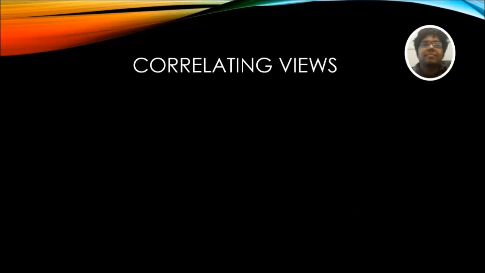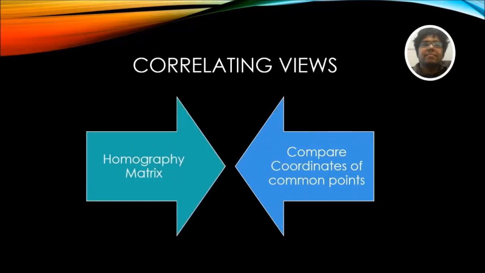To correlate two different camera views, we used a homography matrix that relates points from two different cameras. We used the RANSAC algorithm to obtain the homography matrix. To get a more accurate answer, we ran the RANSAC algorithm 100 times and took the average.